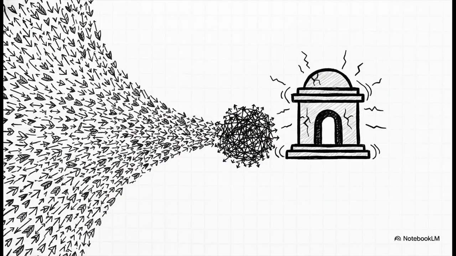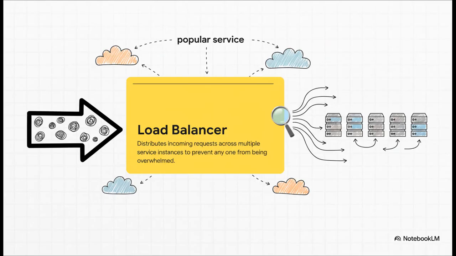Now, what about rush hour? Let's say one of our buildings, maybe the product recommendation service, gets a sudden flood of visitors all at once. You need a way to manage that traffic so you don't get total gridlock. That's a job for the city's traffic police. And that is the job of a load balancer.